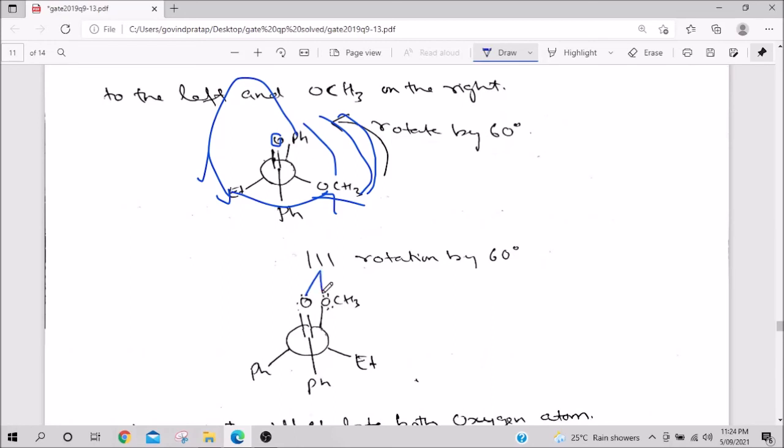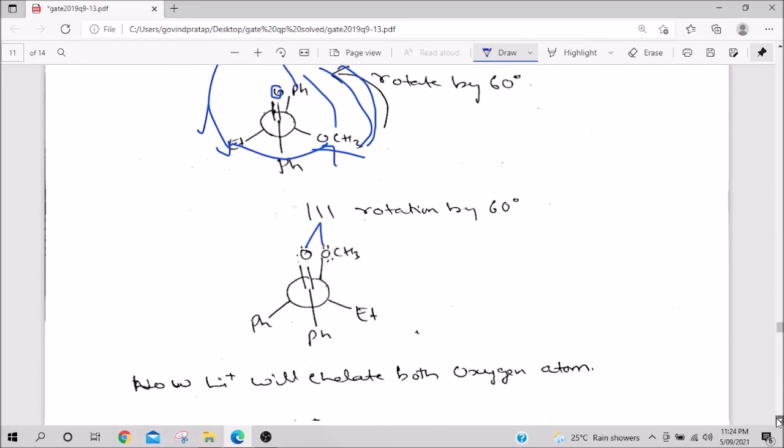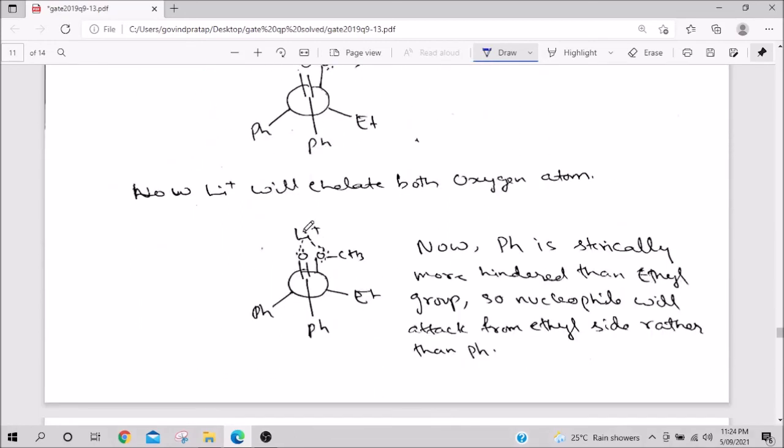Now, lithium will go and coordinate with it. So, lithium goes and coordinates, it fixes it. Now, it has no other option but to react in this conformation. Now, the nucleophile is coming. Now, tell me, the nucleophile will attack this C=O, that is how it happens, because it is the electrophilic center.